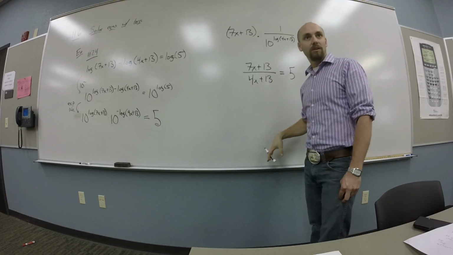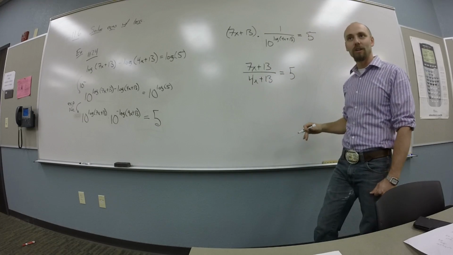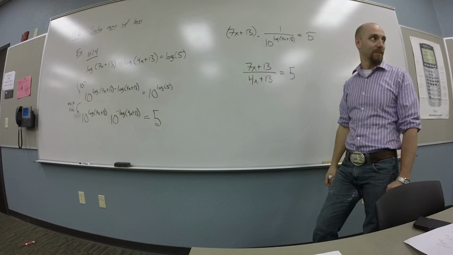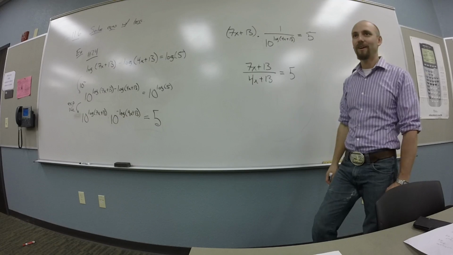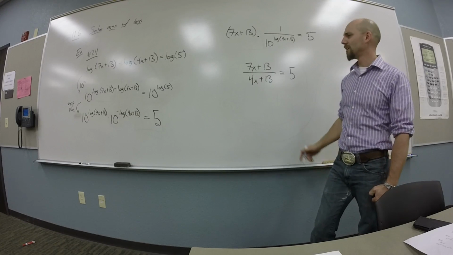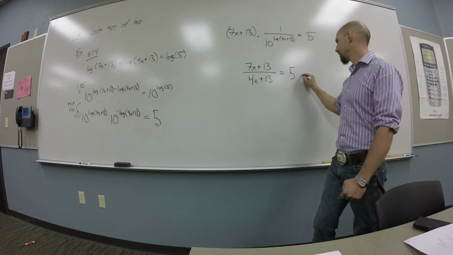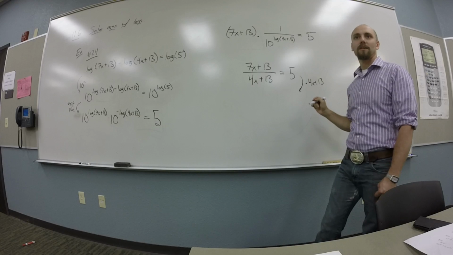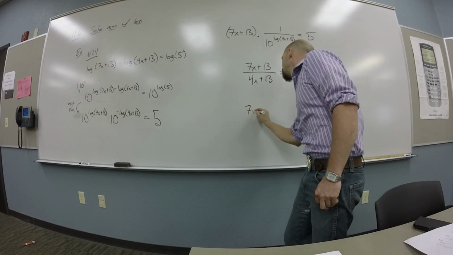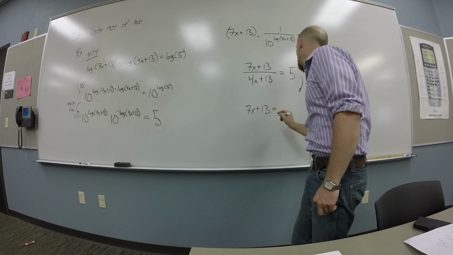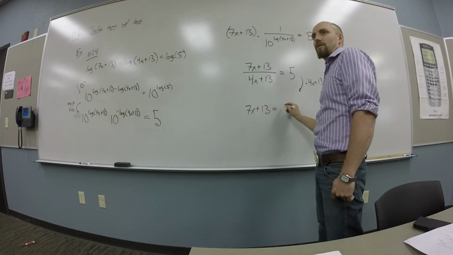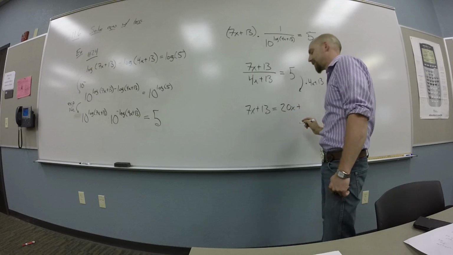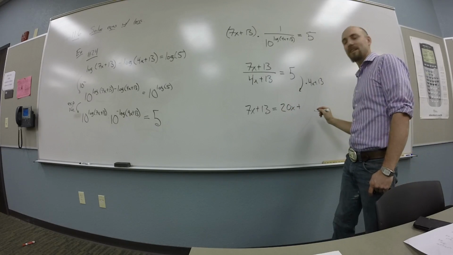And now this is a kind of solve the rational expression, like a 9 point something type problem. You guys remember these? Kind of. Okay, so let's do this one. What do we do to both sides? Good, we multiply by 4x plus 13, right? So we get 7x plus 13 is 20x plus 65.